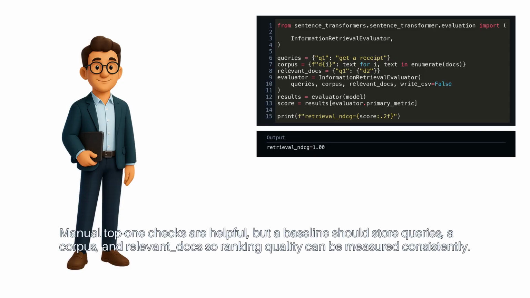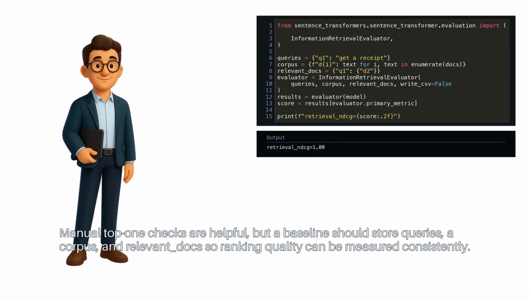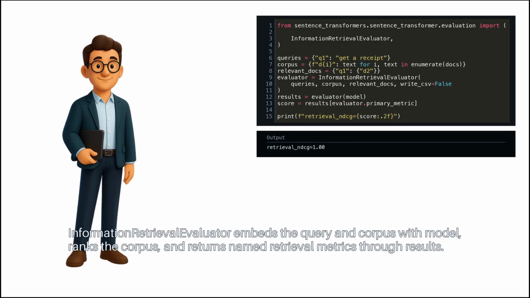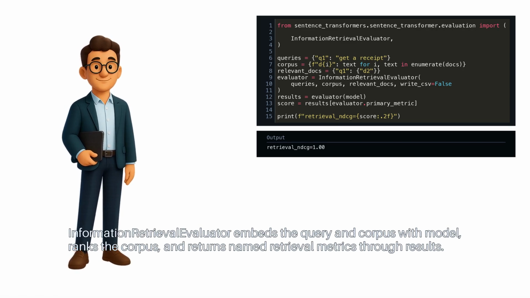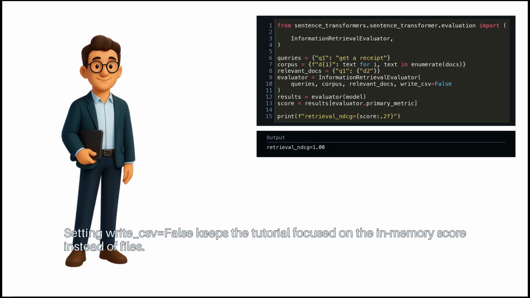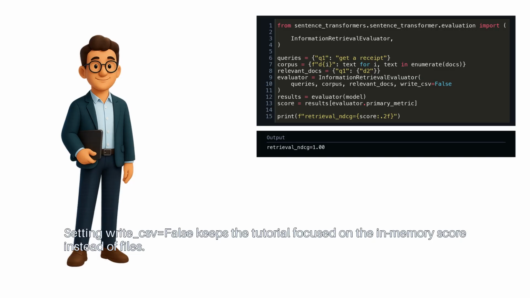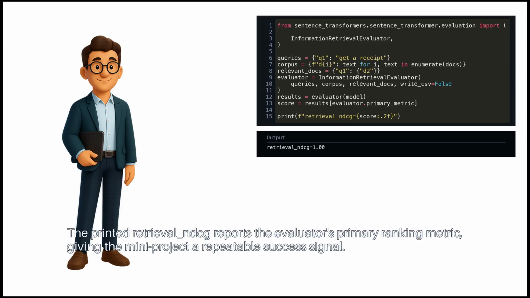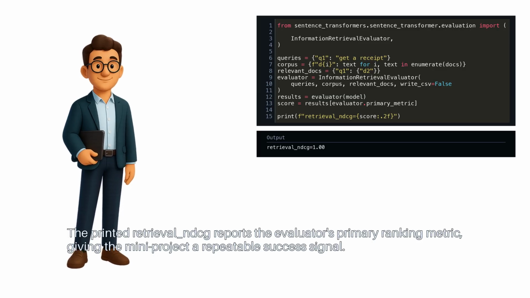Manual top 1 checks are helpful, but a baseline should store queries, a corpus, and relevant docs so ranking quality can be measured consistently. InformationRetrievalEvaluator embeds the query and corpus with the model, ranks the corpus, and returns named retrieval metrics through results. Setting write_csv equals false keeps the tutorial focused on the in-memory score instead of files. The printed retrieval nDCG reports the evaluator's primary ranking metric, giving the mini project a repeatable success signal.